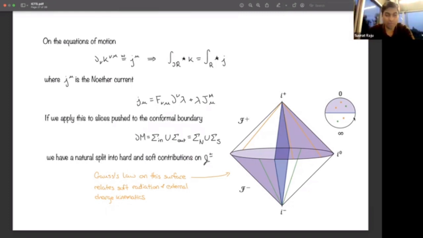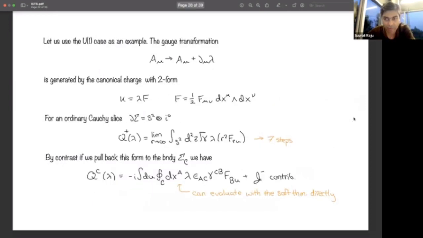Sorry, Sabrina, I'm just getting really confused. So I should ask. Yeah, definitely. So are you saying that you can write the Gauss law by doing an integral not on a slice of spatial infinity but along some other slice? Is that the statement? Yes, yes. Sorry, I'm confused about that.